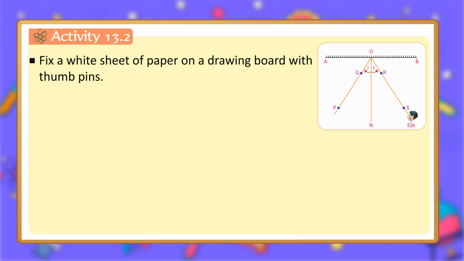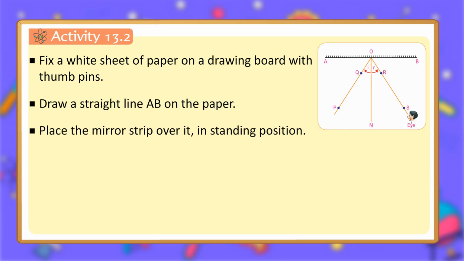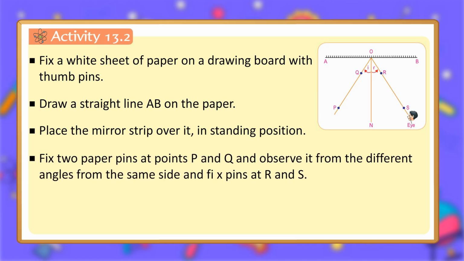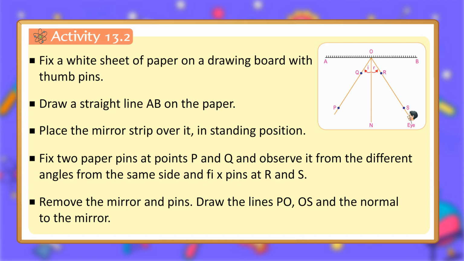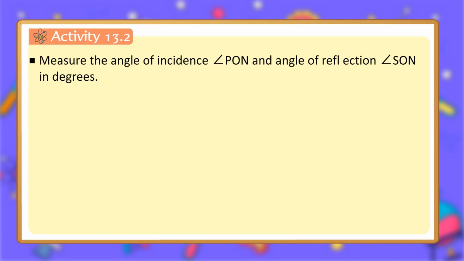Activity 13.2. Fix a white sheet of paper on a drawing board with thumb pins. Draw a straight line on the paper. Place the mirror strip over it, in standing position. Fix 2 paper pins at points P and Q and observe from different angles from the same side and fix pins at R and S. Remove the mirror and pins. Draw the lines PO, OS and the normal to the mirror. Measure the angle of incidence, angle PON, and the angle of reflection, angle SON, in degrees.